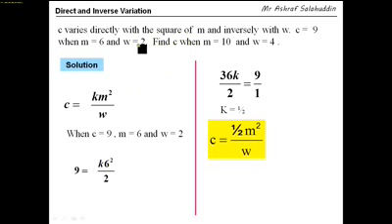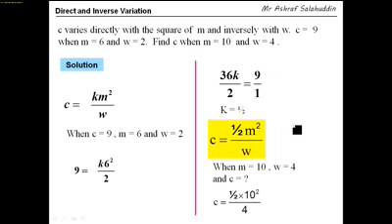Check if the question needs something else. Yes, find C when m equals 10 and w equals 4. So we replace m by 10 and w by 4 to find C. And C will be 12.5.